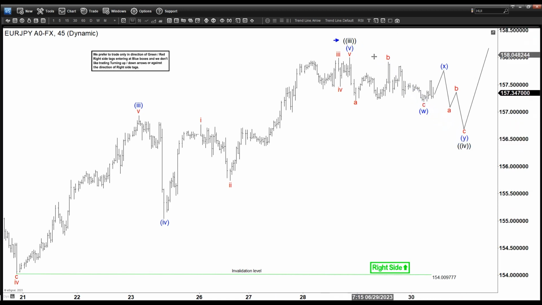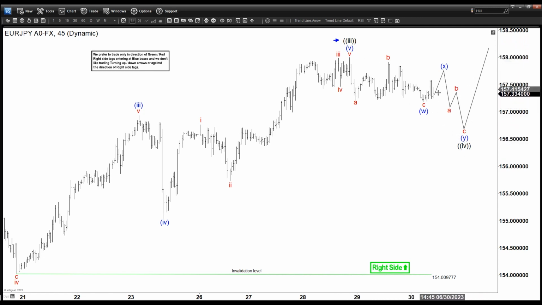In the black color here, the minute degree, the wave 4 is subdividing into a 7 swing correction. So we have 1, 2, 3 ending W, the first leg of the correction. Now looking for a corrective rally X, possibly from there we can do another leg down again in the form of another ABC. So it's an ABC or double zigzag, and once that is completed, then we should be looking higher again.